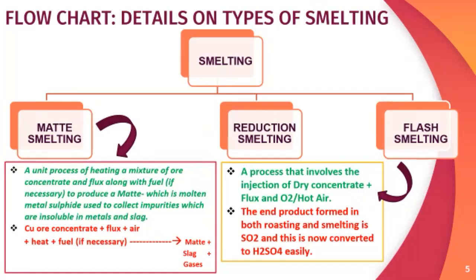Now, another branch of smelting is flash smelting. This is an upgradation of smelting processes where the end products are effectively utilized by the injection of dry concentrate and flux along with hot air. The best example is the conversion of sulfur dioxide end product to sulfuric acid. Another important type of smelting, reduction smelting, is discussed in detail later in the course of the presentation.